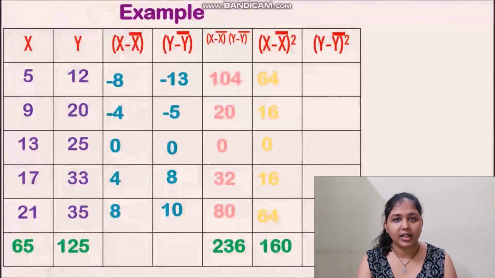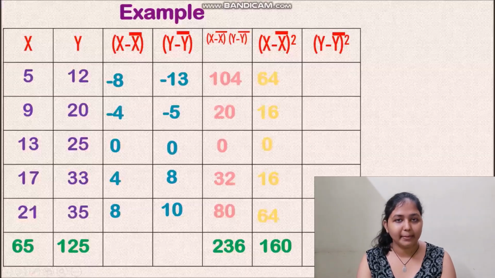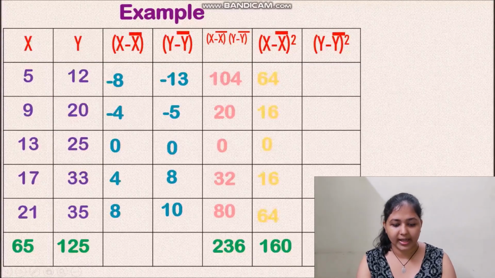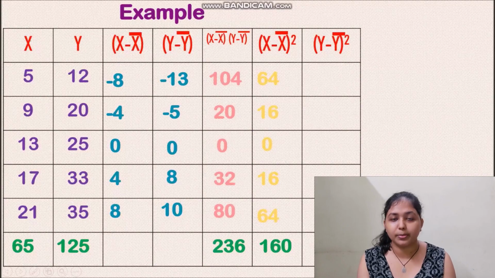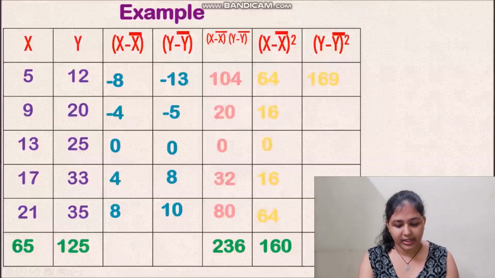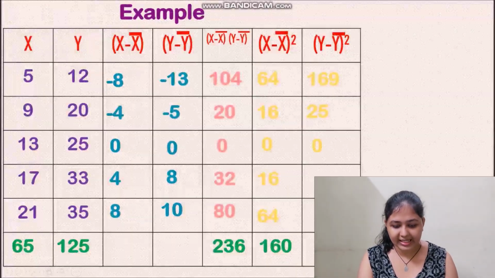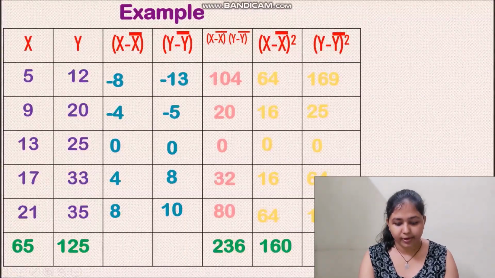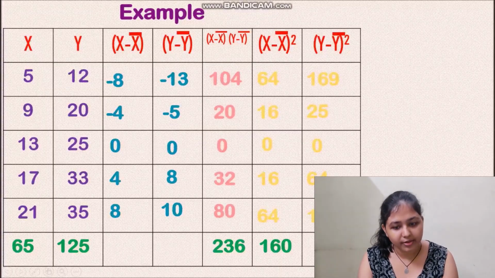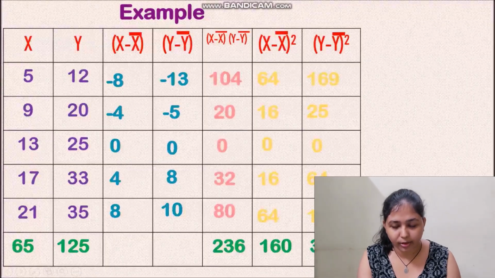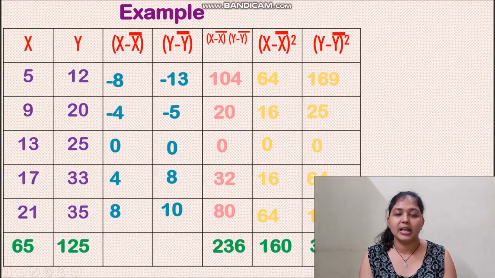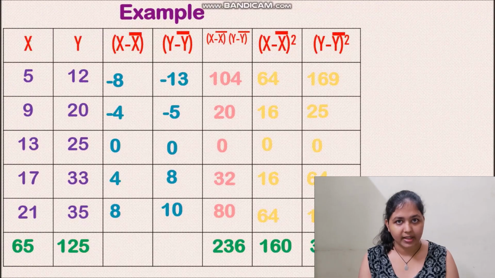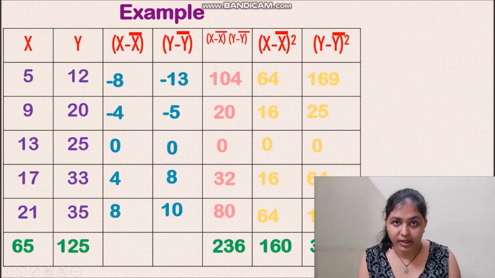And then we have our last column, that is y minus y bar whole square. So again we are going to square it. So 13 into 13 is 169, 5 5s are 25, and 8 8s are 64, and 10 10s gives you 100. Again we are going to quickly add all of them, and we get our answer as 358. So now we have all the points here with us.